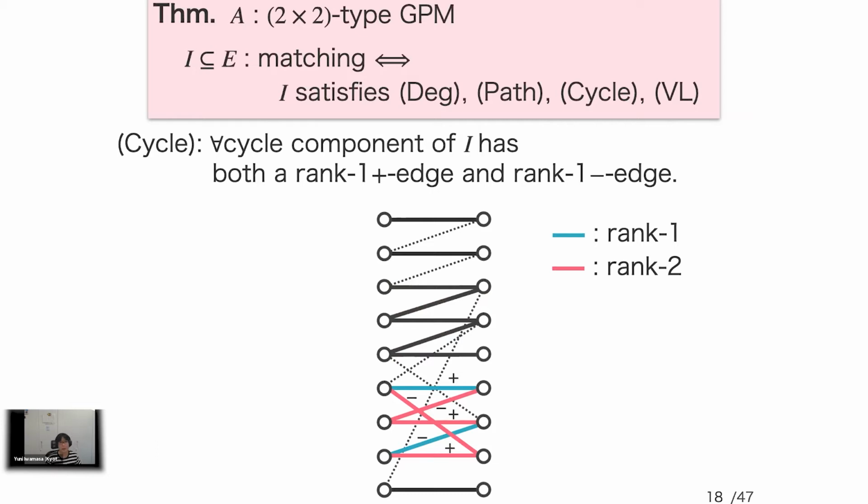And the cycle is the condition on cycle components. Every cycle component of I has both a rank 1 plus H and a rank 1 minus H, like this. This is a cycle condition.